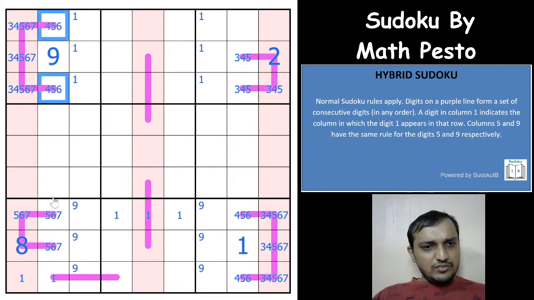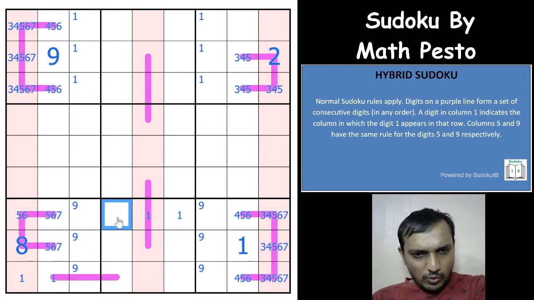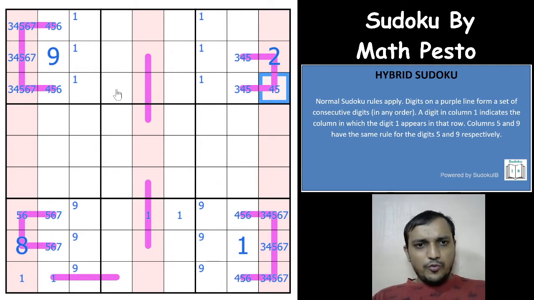You have 4, 5, 6, 7 quadruplet here, and this cell cannot be a 7 because you already have one of the higher digits here, that is 8. So 5 and 6 would have to be a 1, which is 5 and 6 would have to be a 1. Same way you cannot have a 3 here, would have to be 4 or a 5. So 4 and a 5 would have to be a 9, that is here.